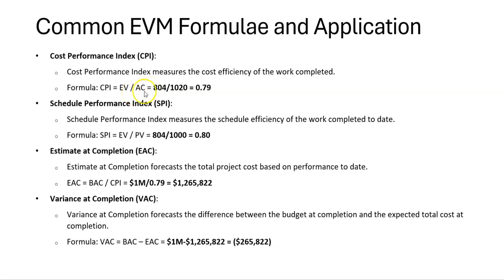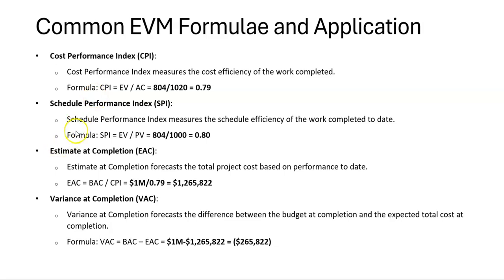So we earned 804 hours, but we spent 1,020. So that's output over input, just like the efficiency of anything you would measure would be output over input. And that equals a ratio of 0.79, which is a 79% cost performance index.